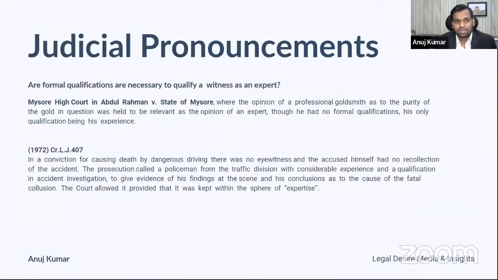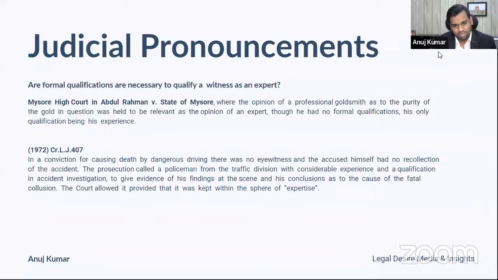So we have a judicial pronouncement. Our question was: are formal qualifications necessary to qualify as a witness, as an expert? There is a case, as you can see, the Mysore High Court in Abdul Rahman v. State of Mysore, where the opinion of a professional goldsmith as to the purity of the gold was in question. It was held that although the person had no formal qualification, because he had gathered his skill from experience, his opinion is also relevant to the court of law. So they can also form an opinion.